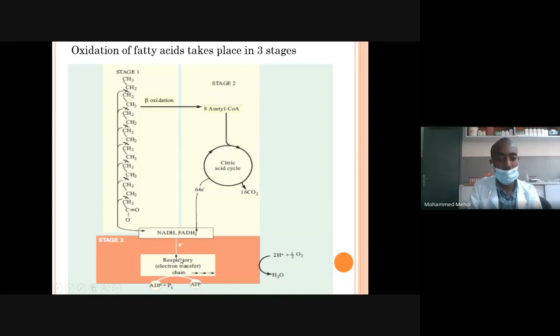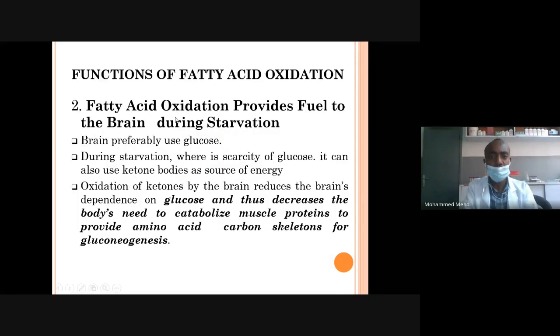Coenzymes are formed here in the beta oxidation as well as in the Krebs cycle. The Krebs cycle and the electron transport chain will be omitted from this discussion. We are only focusing on stage 1, that is beta oxidation. There are 4 sequential reactions to cleave the 2 carbons. First is oxidation, the second is hydration, the third reaction is the second oxidation, and finally the fourth reaction is cleavage, cleaving the 2 carbons. Okay.